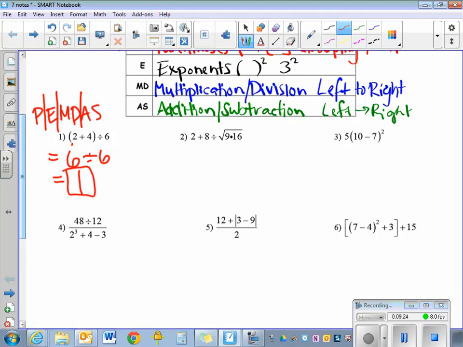Let's do number 2 with the radical in there. Do we see any parentheses? But do we see grouping? Remember, grouping and parentheses. Yes. What symbol represents grouping? Very good. Radical. Very good. All right. So we need to simplify that first. Anybody know what 9 times 16 is? Go and use your calculator if you've got it. Very good. 144. Who said that?